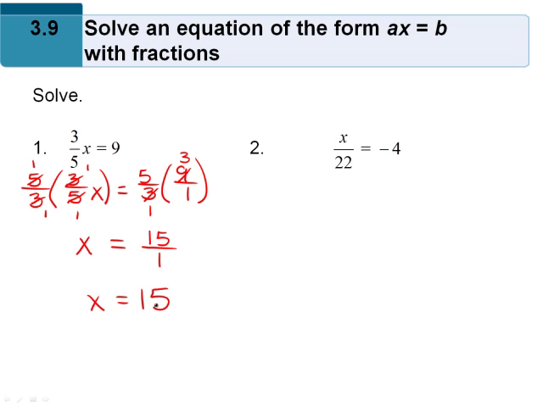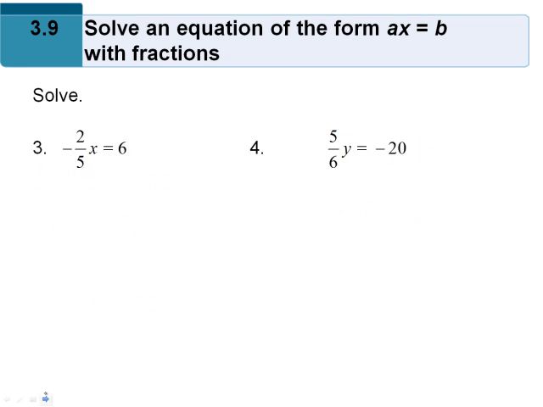Okay? Number 2, we have seen this back in chapter 2. Whenever we have a fraction like that with just a variable on top, x over 22 equals a whole number. Remember, there's a shortcut. You just need to multiply those two numbers. So x equals -88. Technically, what you're doing is you're multiplying. Think of that coefficient in front of that x as a 1, so you're multiplying both sides by 22 over 1, which is where you get the same thing. It's just a lot easier to do the shortcut. So it's up to you how you want to do that.